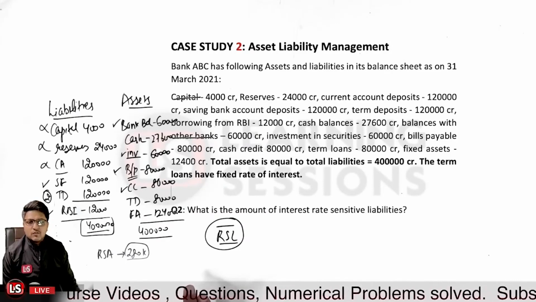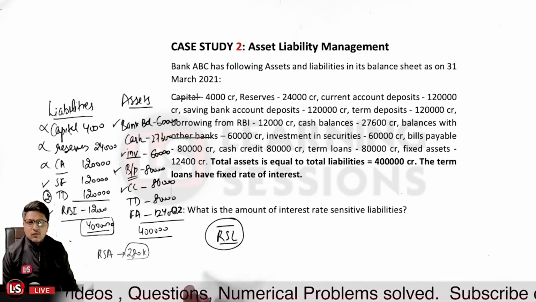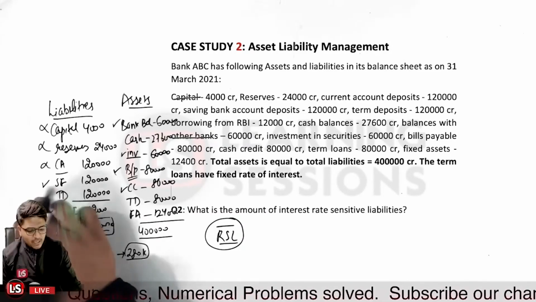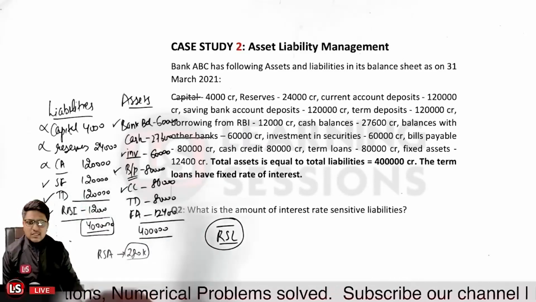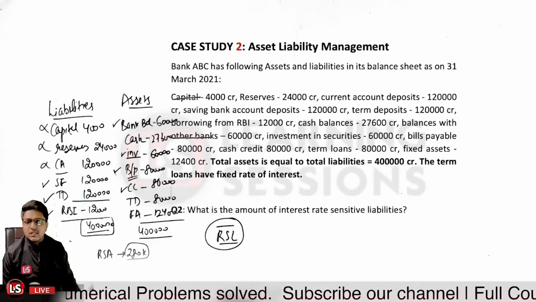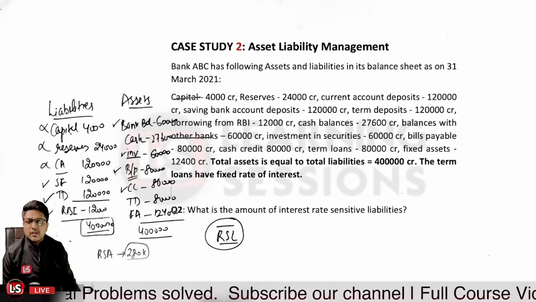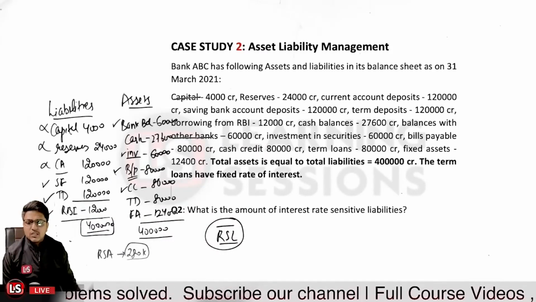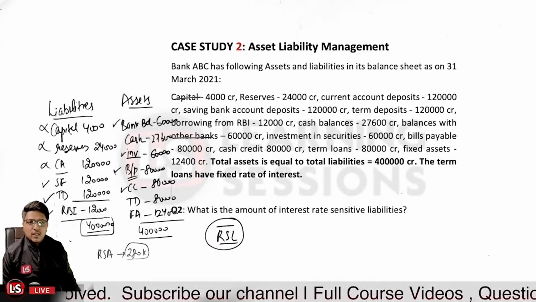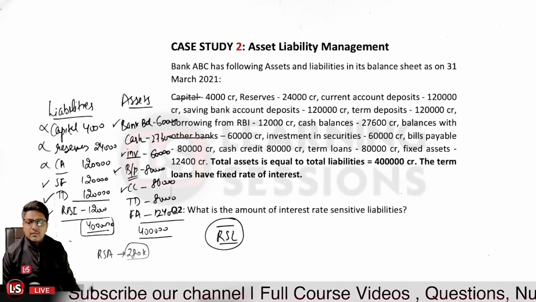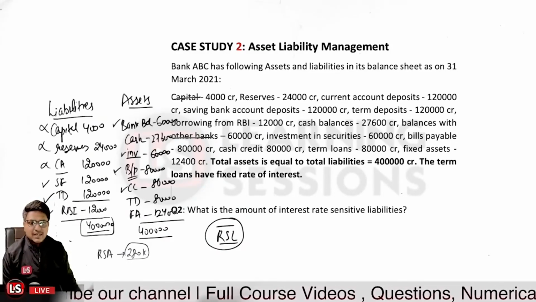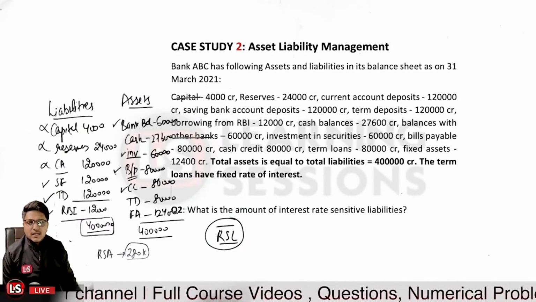Okay, so the term deposit would be risk sensitive over here. We have different components which are risk sensitive: savings fund deposit, term deposit, and the borrowings from the Reserve Bank of India. So these are risk sensitive liabilities in this particular case. Is that clear?